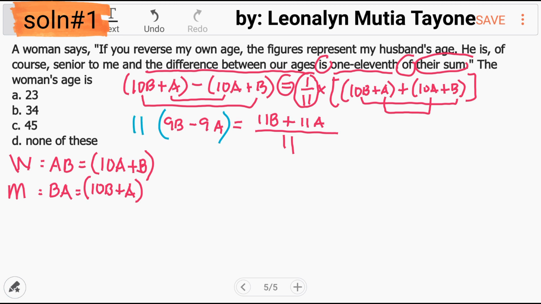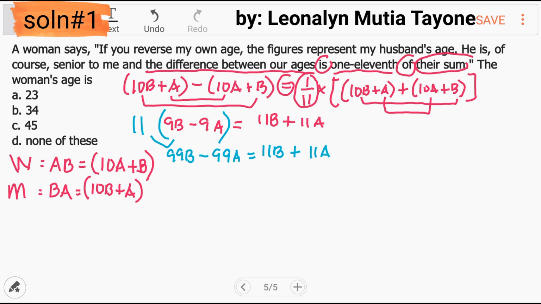Multiply na siya dito sa kabila at wala na siya dito. Now, isolve na natin muna ito. 11 times 9b, and that is 99b. 11 times negative 9a, and that is negative 99a. Next, kopyahin lang si 11b plus 11a.